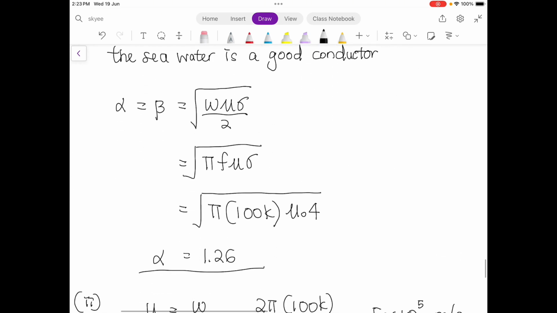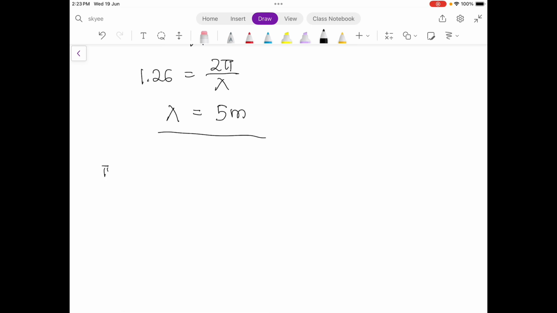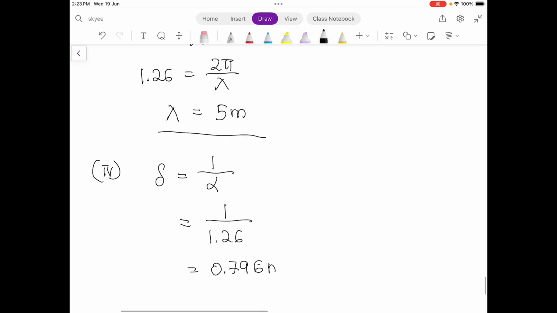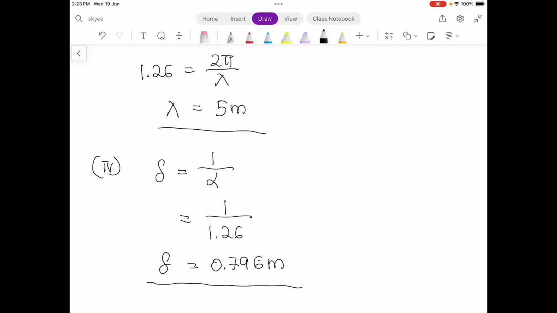Next one is the skin depth. The symbol for the skin depth is delta, and it is equal to 1 over alpha. Your alpha is 1.26, so you get 0.796 meter as your skin depth. Alright, so this is the solution for the final exam, semester 1, 2023/2024.